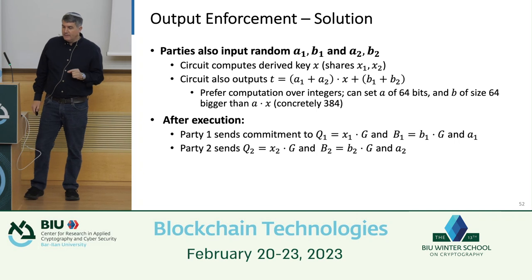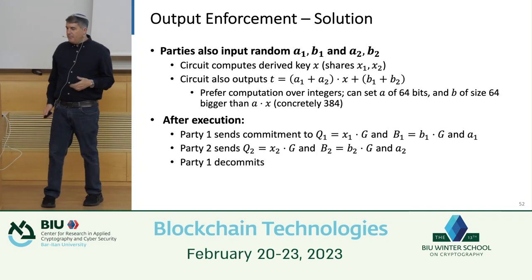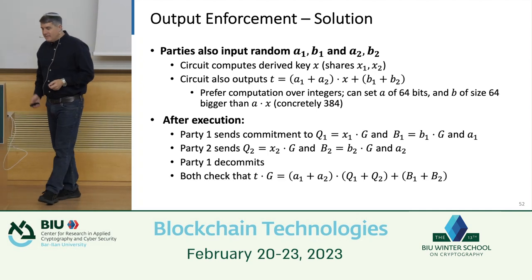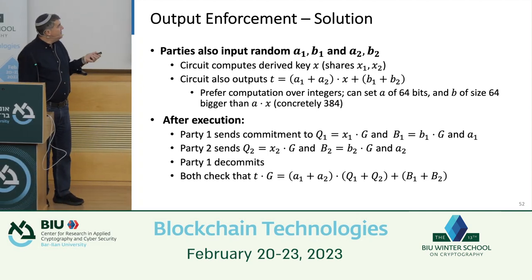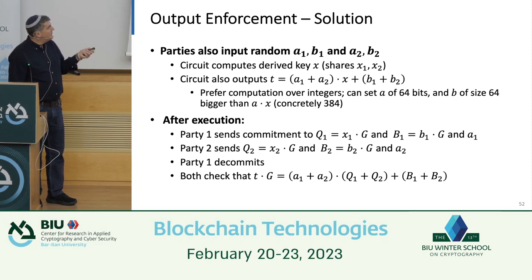Okay, you'll see why in a second. Party P2 will send the same thing back, but without a commitment. And then party 1 will decommit. And the test that they'll run is that T times G is A1 plus A2 times the public keys that they sent, plus B1 plus B2.